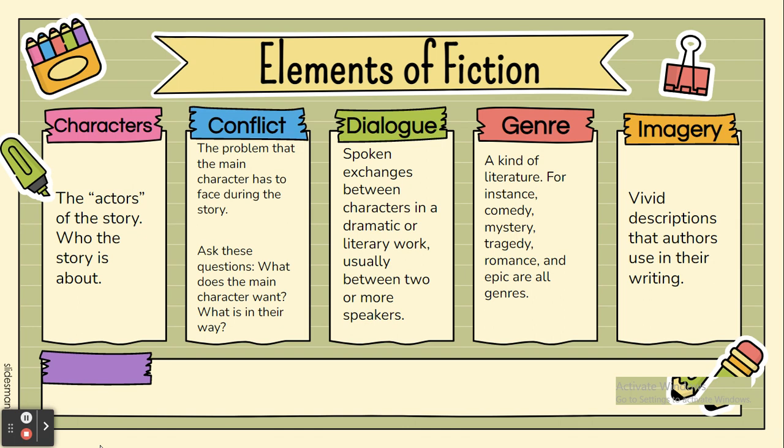Dialogue. Spoken exchanges between characters in a dramatic or literary work, usually between two or more speakers. Put in simple terms, a dialogue is a conversation, usually between two or more characters. And then we have genre. This is a kind of literature. For instance, comedy, mystery, tragedy, romance, epic. These are all genres. And then we have imagery. These are vivid descriptions that authors use in their writing. This is when you can really see or feel what's happening in the story because of how well the author uses their words.